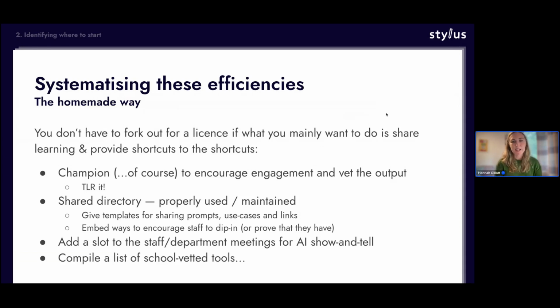And then compiling a list of school vetted tools. And I will share our Stylus vetted tools with you in just a second.